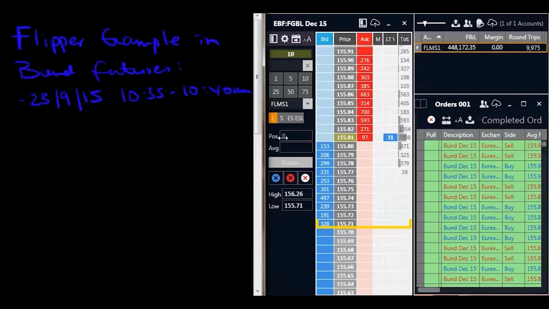But I'm just purely going to look at the order book. This is the most important thing for me right now. So let's take a quick look over this. It's going to be fairly quick, so just try and stay tuned to what I'm talking about here.